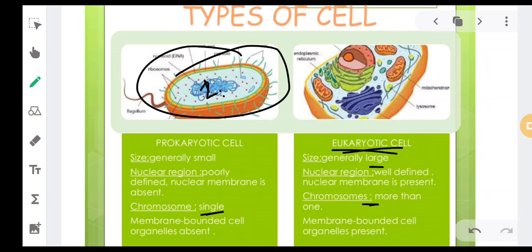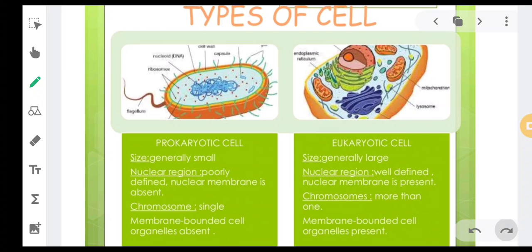Membrane bound cell organelles are absent. Cell organelles like, say suppose, mitochondria or any other cell organelles are absent. In this, as you can see over here, there are various different cell organelles like the endoplasmic reticulum and mitochondria. So there are cell organelles which are very, very important to perform various different functions.